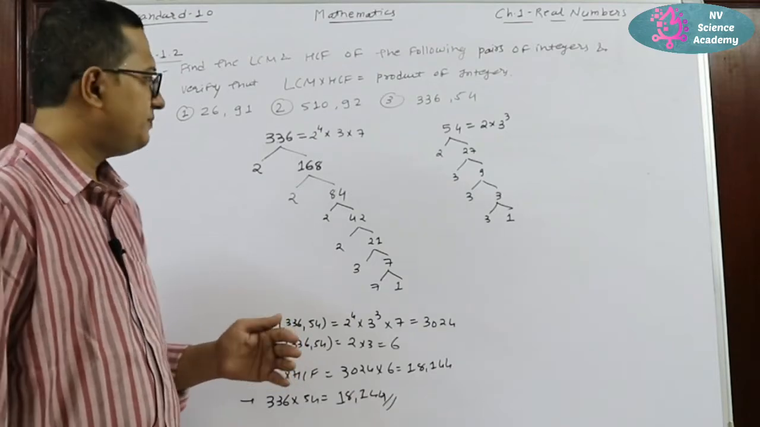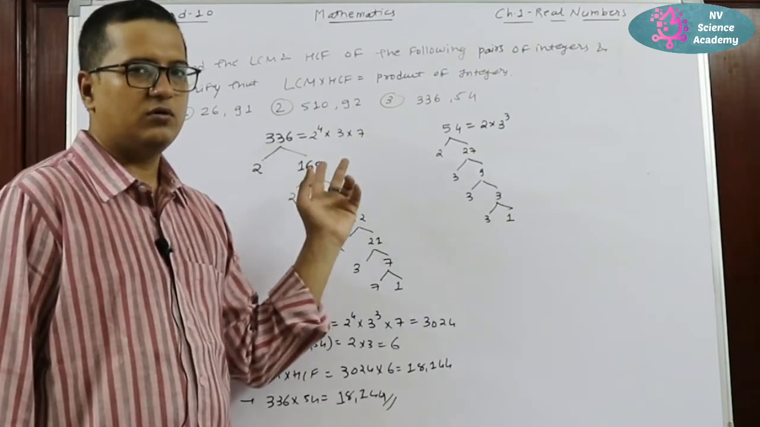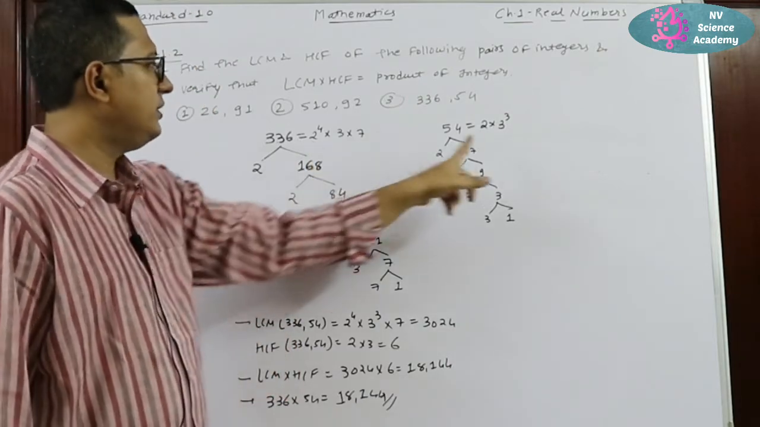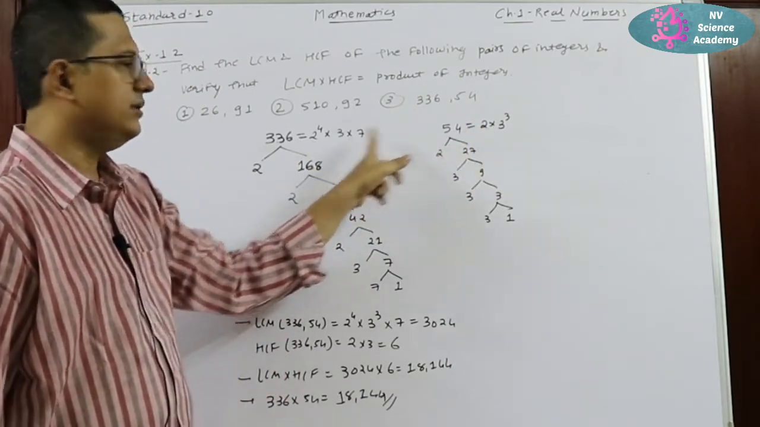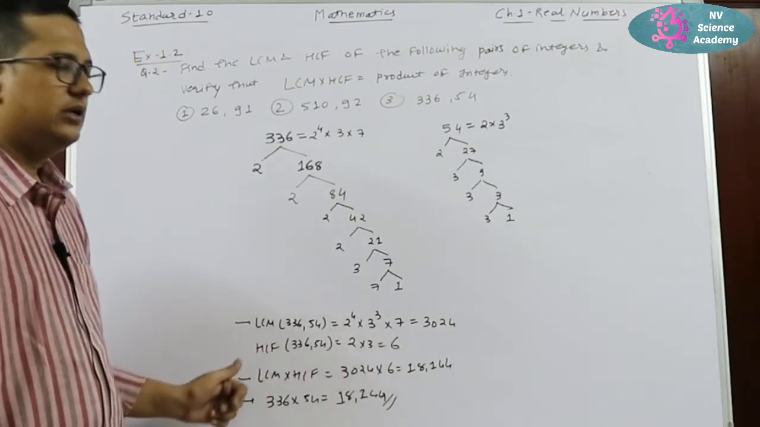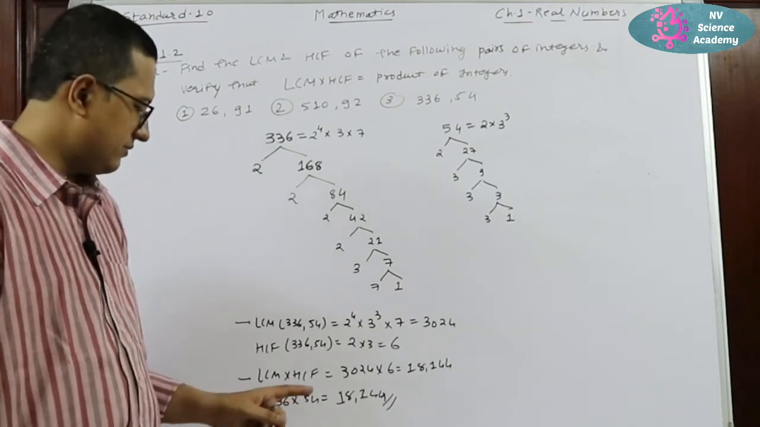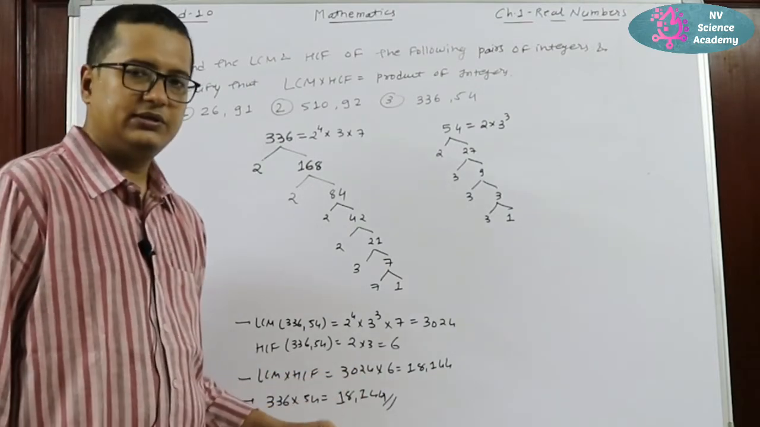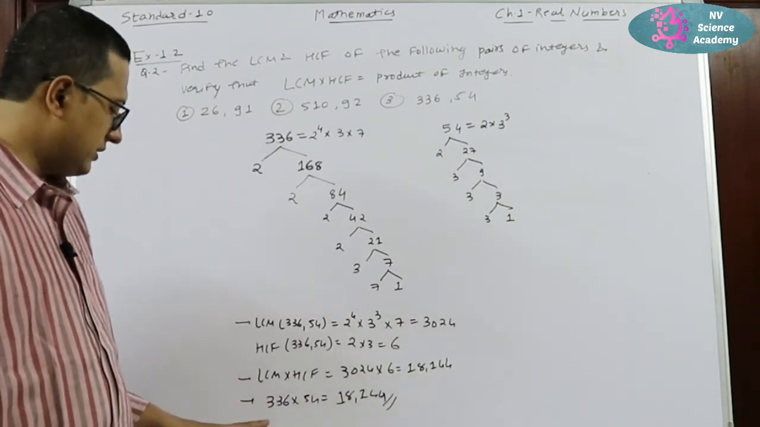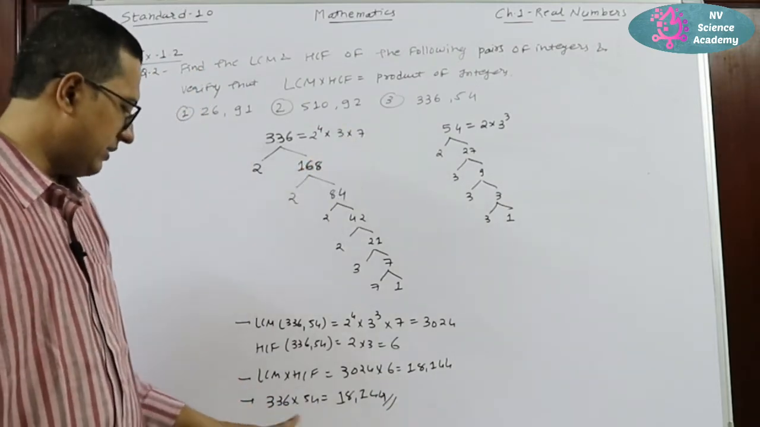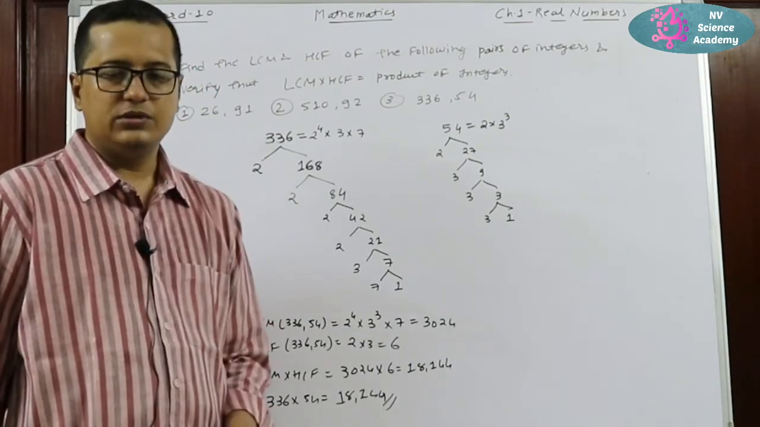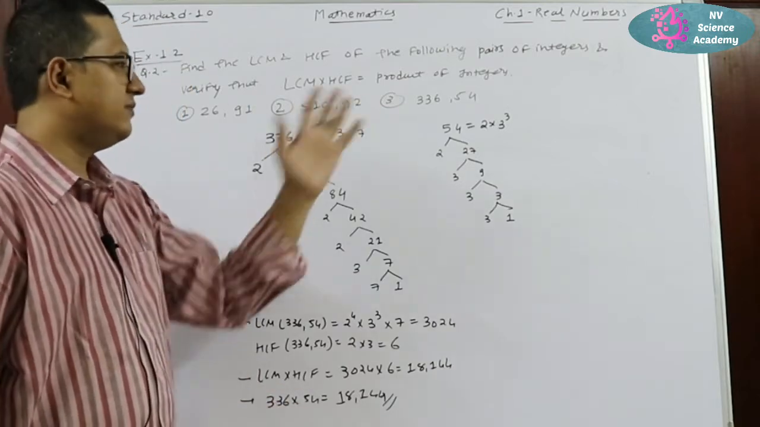Now the HCF is the common factors with the least power. So it is 2 into 3. Okay, so we are going to use 2 and 3. So 2 multiplied by 3 is equal to 6. Now LCM multiplied by HCF is equal to 3024 multiplied by 6. So it is 18,144. And for the product of the numbers 336 multiplied by 54, it is also 18,144. So by this we have verified the given equation.